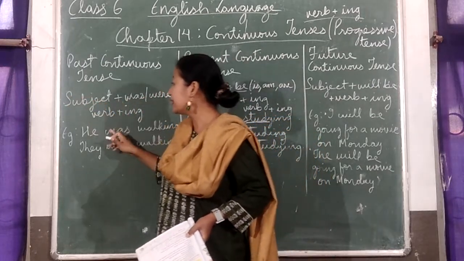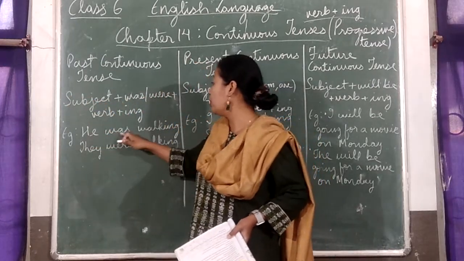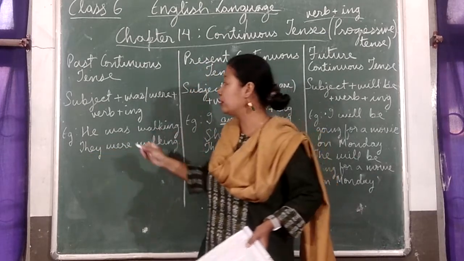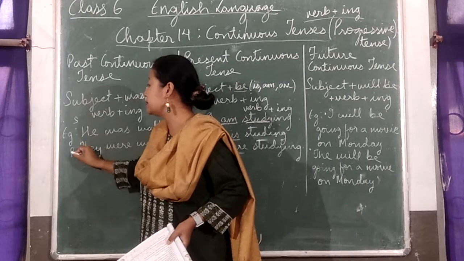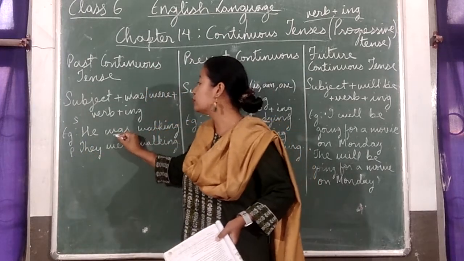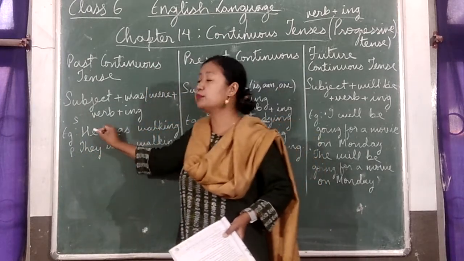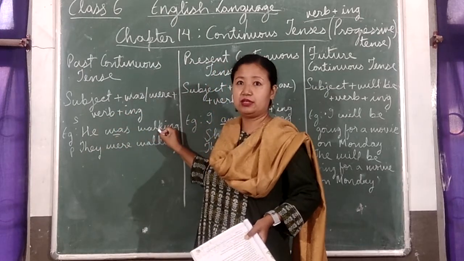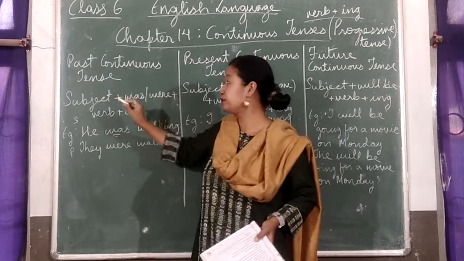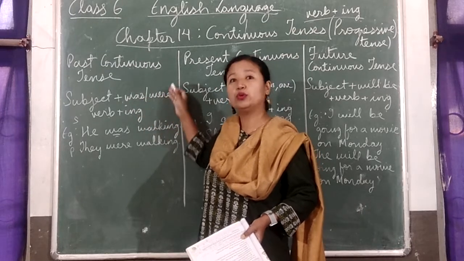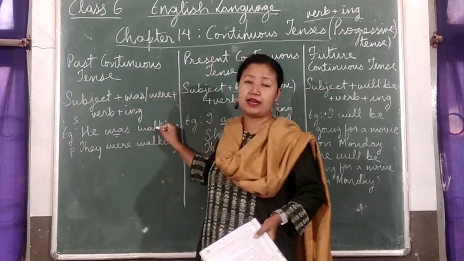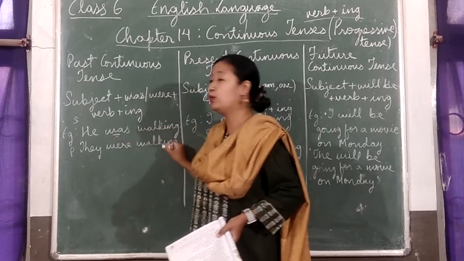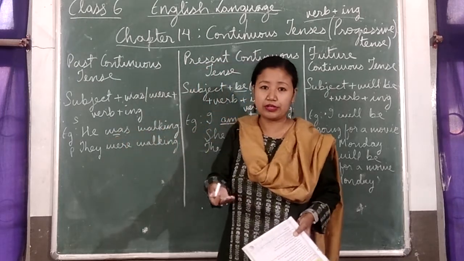So look at the example here. He was walking, they were walking. Again, singular and plural also comes here. Okay, so when will you use was? When the subject is singular. Again, verb plus ing. So past tense, just remember was or were, verb plus ing. Okay, so he was walking, they were walking, we were walking, like that.